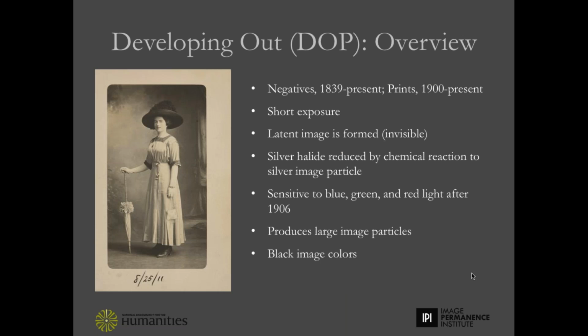Again, silver developing-out chemistry was used in the 19th century to make negatives. In the 20th century, it's used for prints and negatives. The light-sensitive silver halide is exposed to light for a really short amount of time, and a latent image is formed. In the 20th century, a short amount of time may actually be fractions of a second. The silver halide is then reduced to silver image particles chemically.